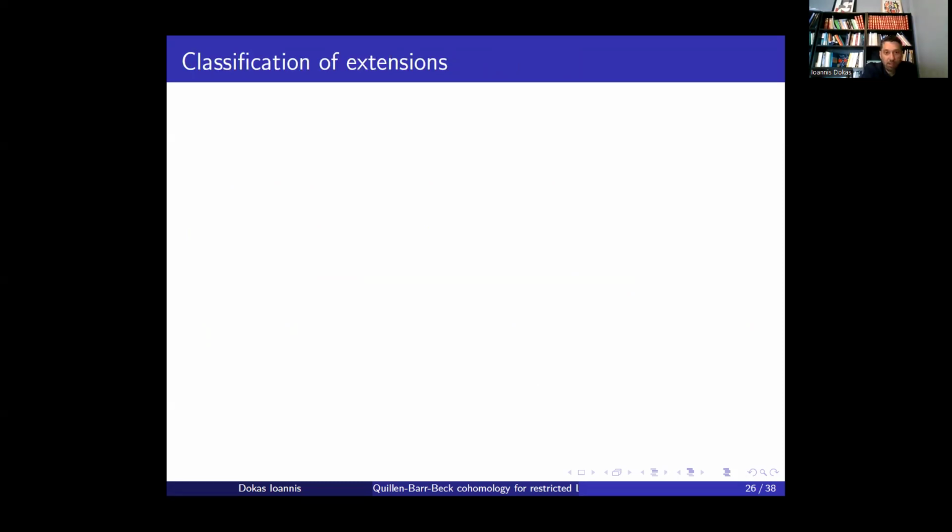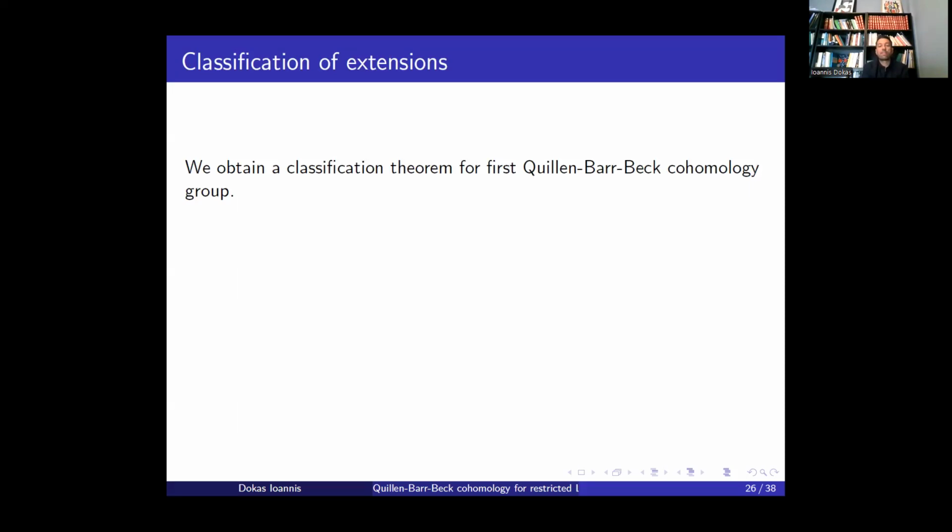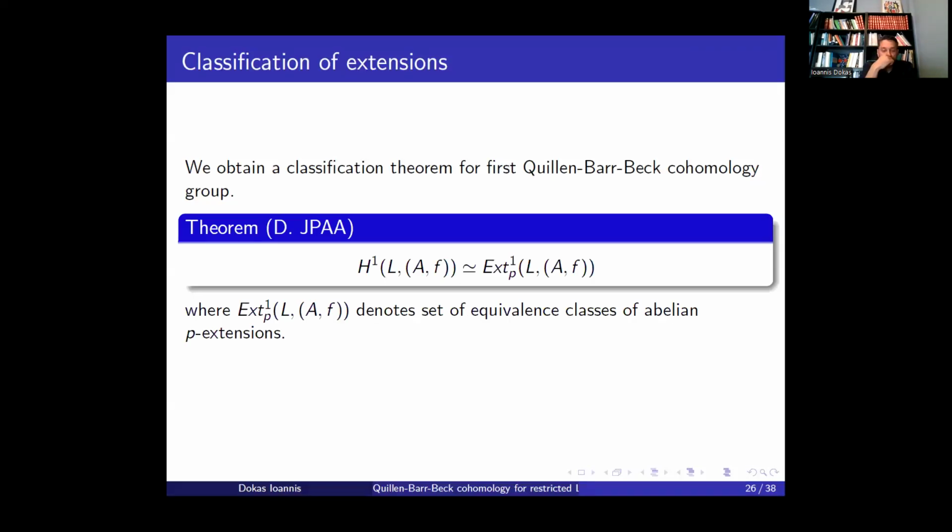And I am ready to state the first theorem, which will give us a classification theorem for the first Quillen-Barr-Beck cohomology group. So the theorem is this one. It says that from the right hand side, we have the set of equivalence classes of abelian P extensions. So we see that this theory classifies general extensions. And on your left, you maybe notice that we have this shift in the notation. We have one. Usually, it's the second cohomology group which classifies extensions. But in this theory, we see this shift in the dimension.